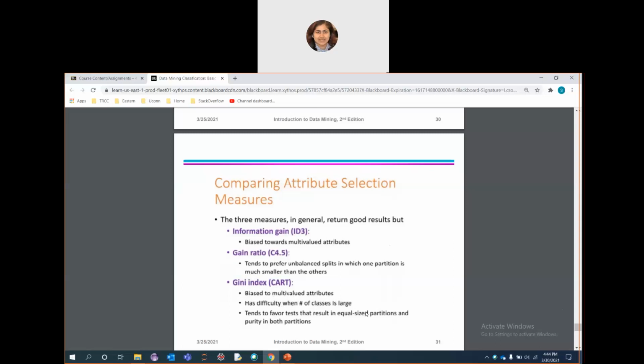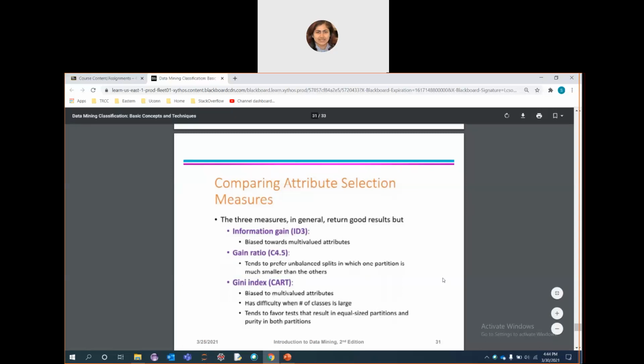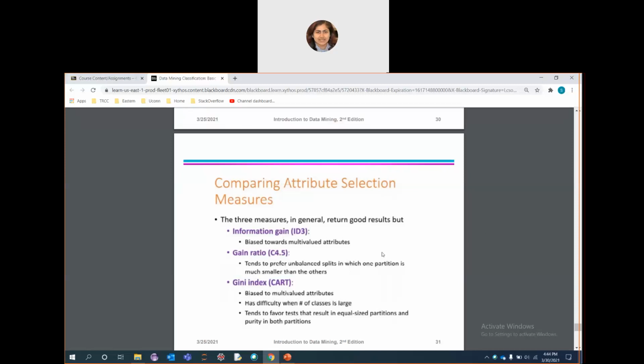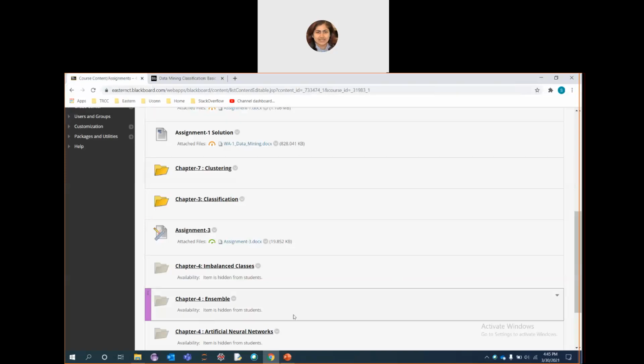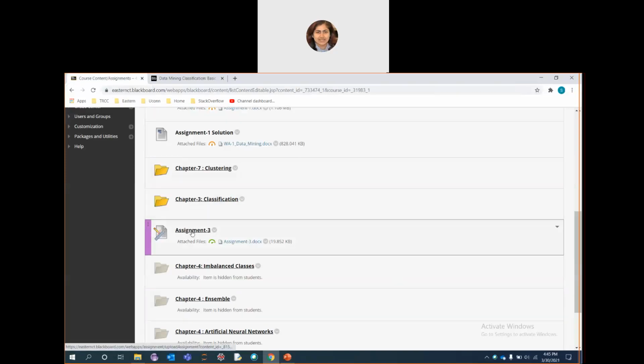Okay, so this is all that we have in this chapter. Please go through your book and see if there are any examples which will be helpful to do the assignment as well. Let me make an announcement for the assignment here. After this chapter 3 classification, you will have this assignment 3.